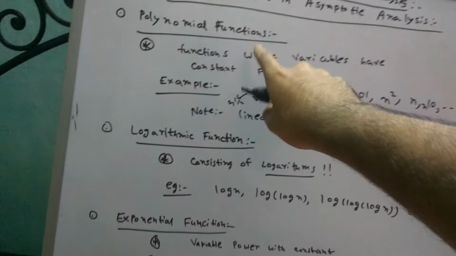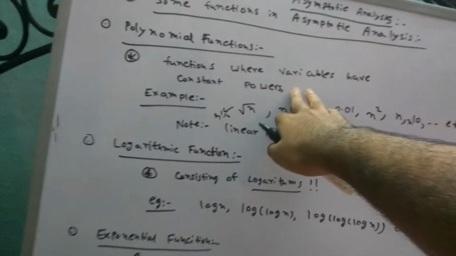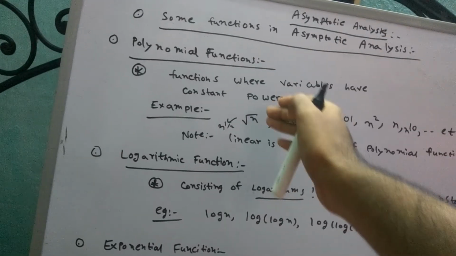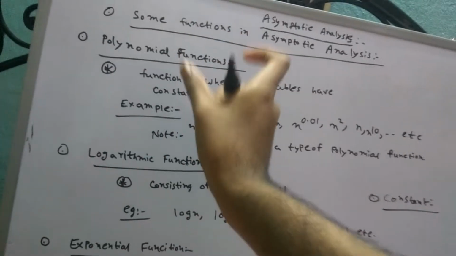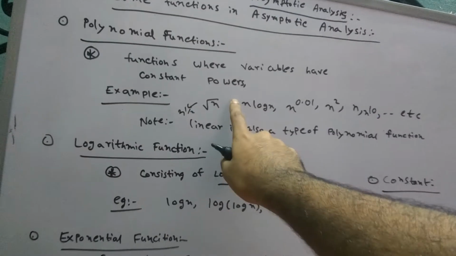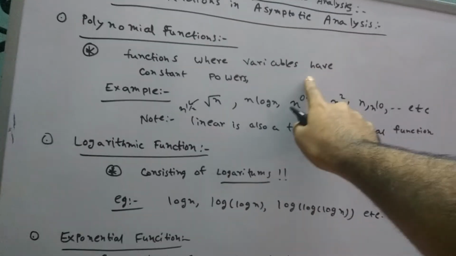First of all, it is the polynomial function. This is not a very theoretical definition, it is my way of understanding things. So what does a polynomial function say? A function where the variable has constant powers. What does it mean that the variable has constant powers?